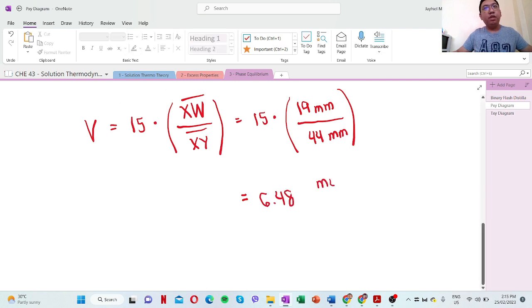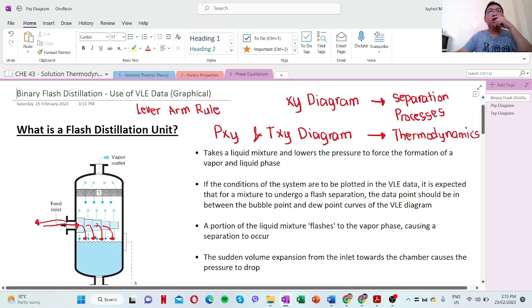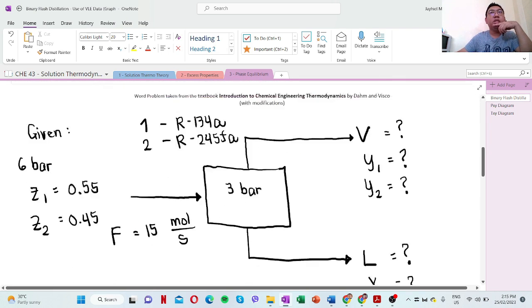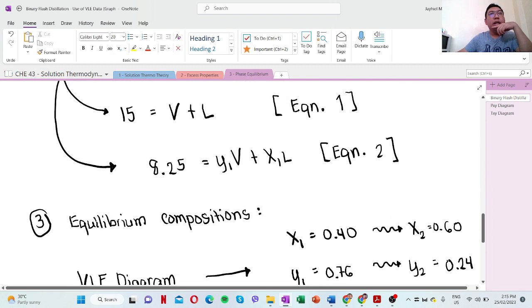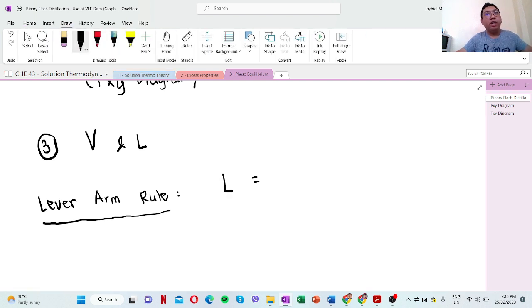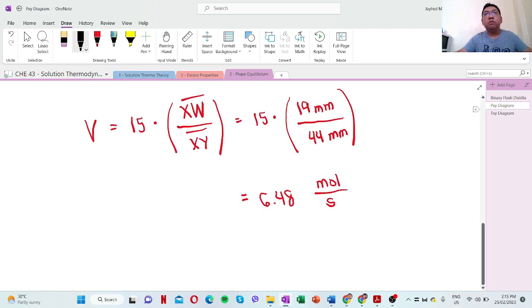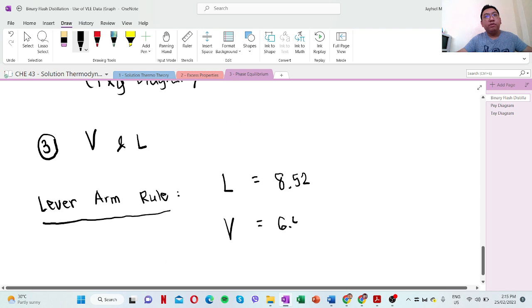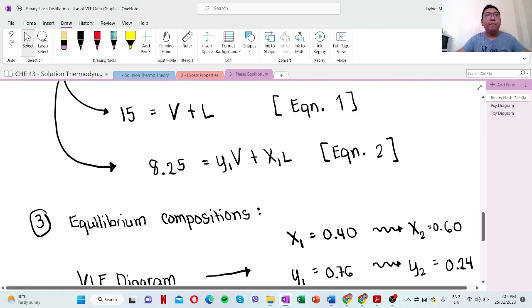Alright, so that's it for the liquid and vapor streams. So the question here is the resulting composition and molar flow rate of the equilibrium streams in the flash. So you can actually get those values. So that is the value of the liquid and vapor. So the liquid here is 8.52 and 6.48. Let's try to add if they are really 15. Okay, it's really 15 moles per second in total. As for the compositions, I think it's correct already.